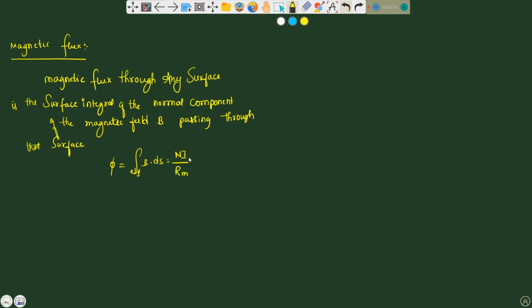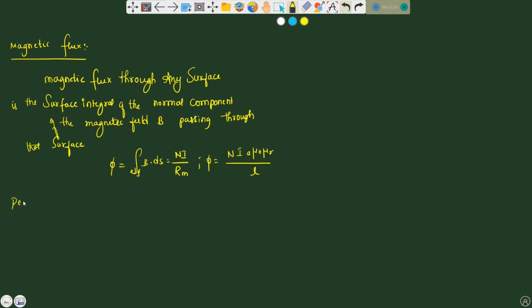See, this Ni is nothing but the magnetomotive force, and Rm is the reluctance. When we compare with electrical circuits, I equals V by R, whereas magnetic flux phi equals Ni by Rm. Or phi equals Ni A mu naught mu r by L. We have extended this Rm further, so we got this equation.